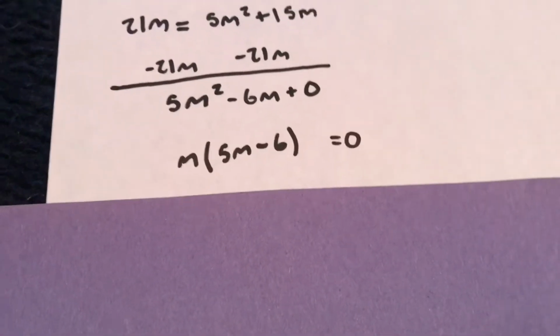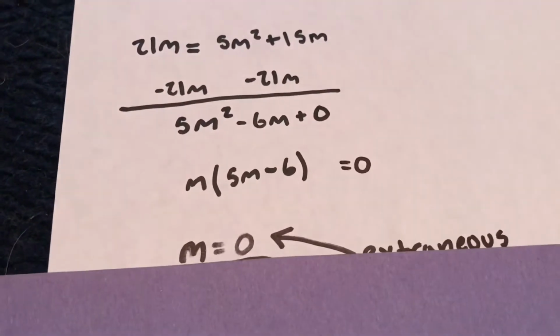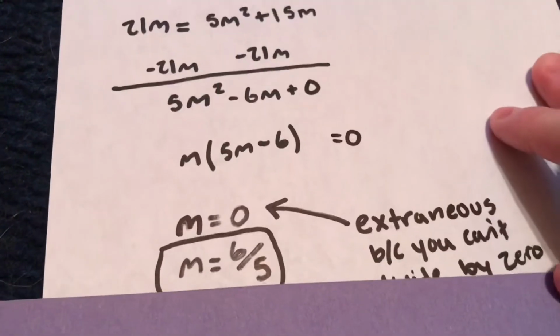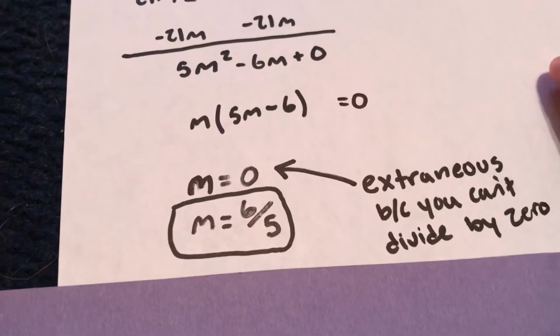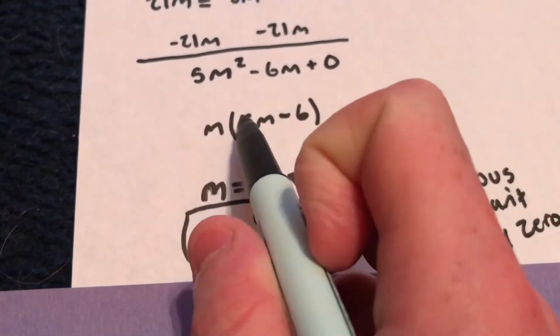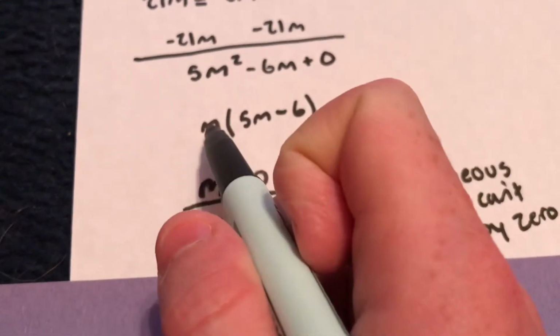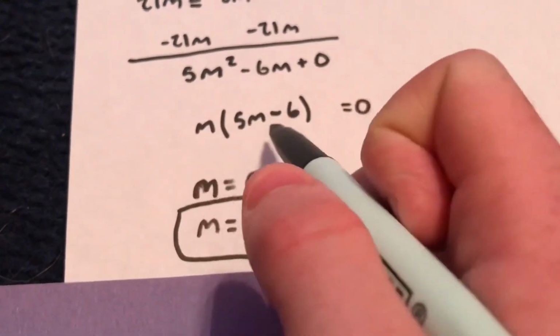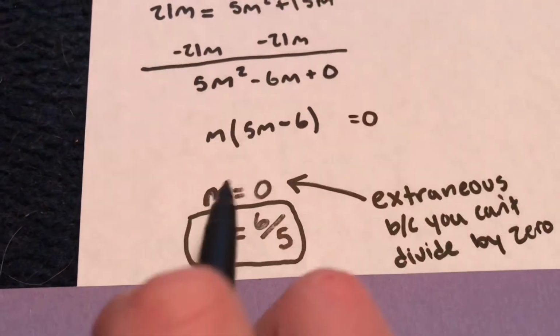And then notice how I set it to 0, because what you have to do is solve for m. So what I did first is I think of these as two separate problems. So m equals 0, and then 5m minus 6 equals 0. So obviously m equals 0.